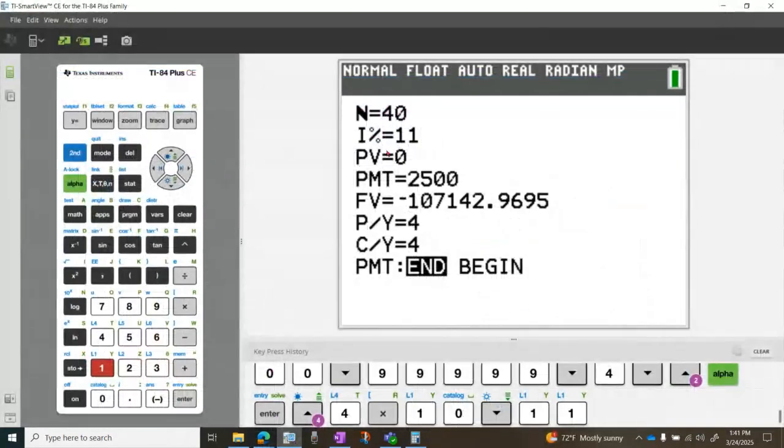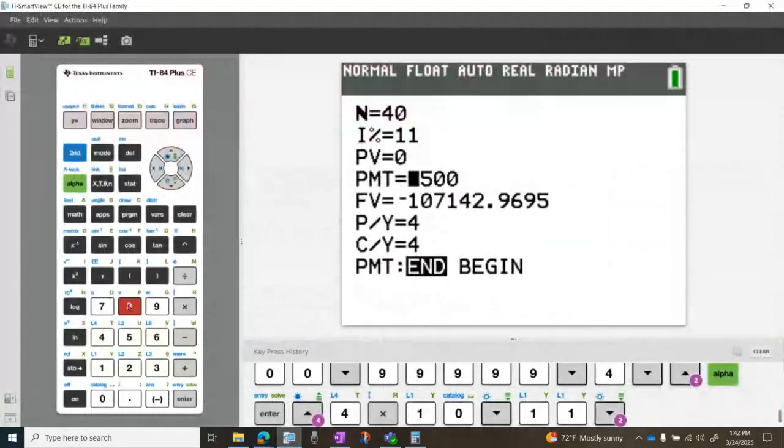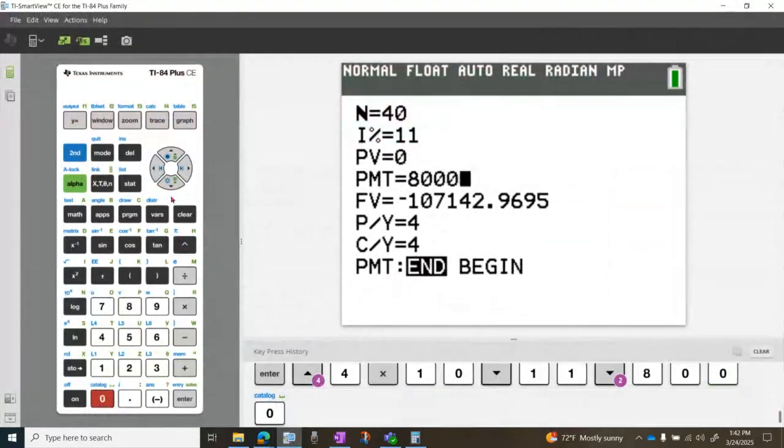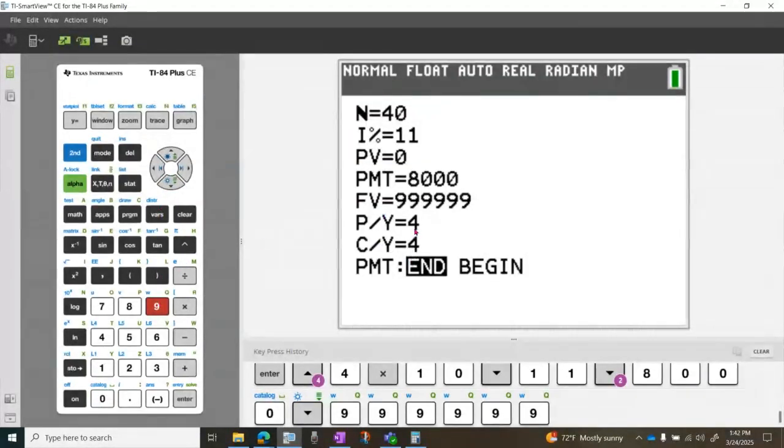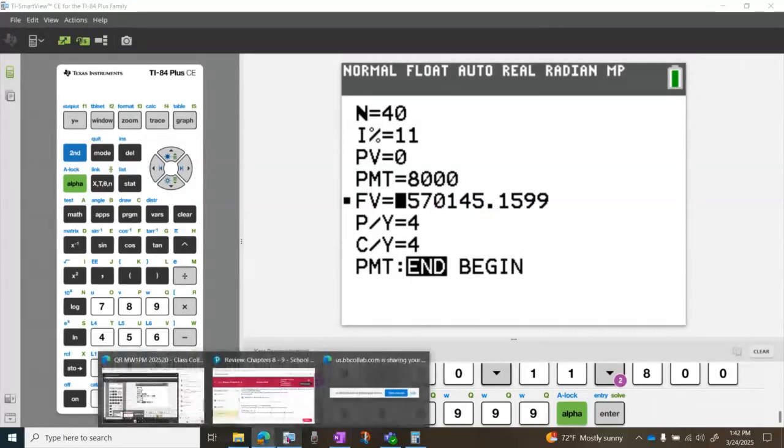11%. PV for annuities is 0. Payment, 8 grand, 8,000. Future value is what we're trying to figure out. P per Y, C per Y is 4 because it's quarterly, and everything is correctly in place. Now you can solve for FV, alpha, enter. So in the future, they're going to have over $500,000, $570,145. Let's see, how do we round?